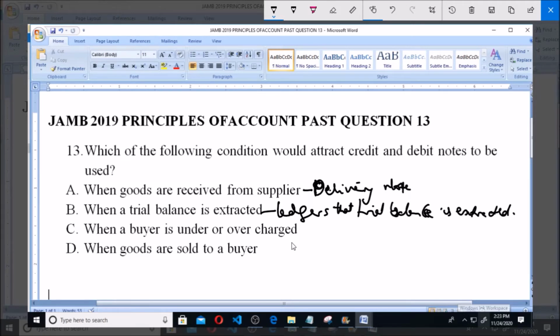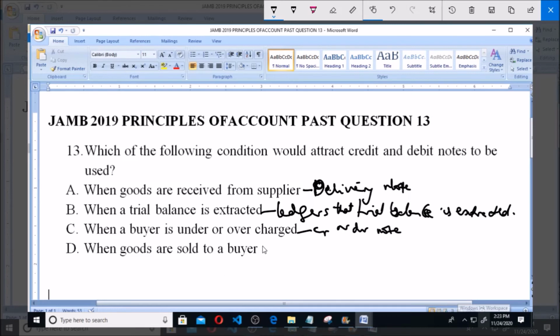C, when a buyer is under or overcharged. Yes, when you are undercharged, you'll be given a credit note, and when you are overcharged, you'll be given a debit note. So this is the situation where you receive a credit or a debit note.